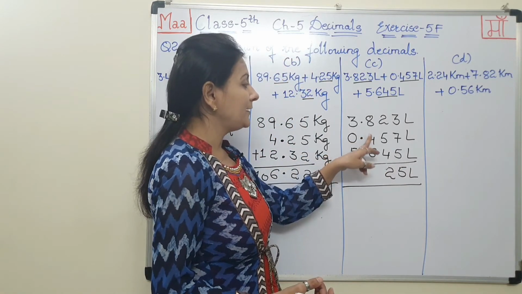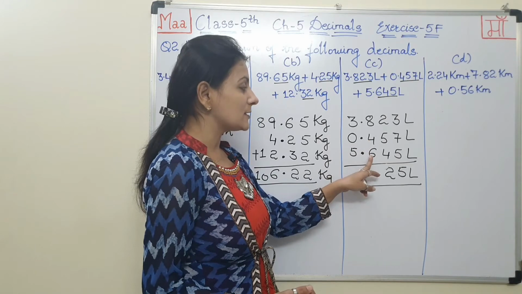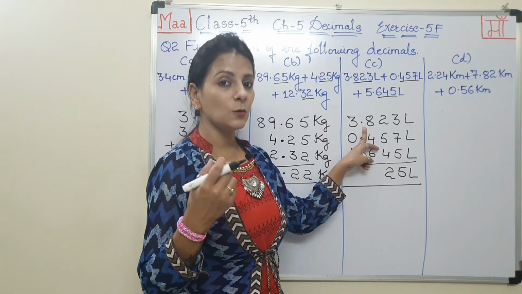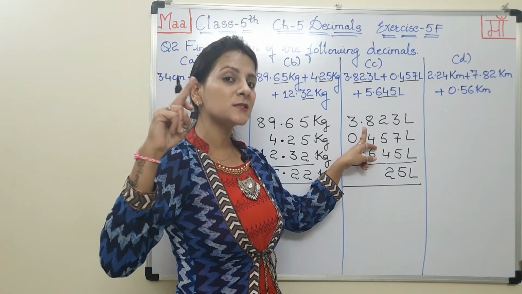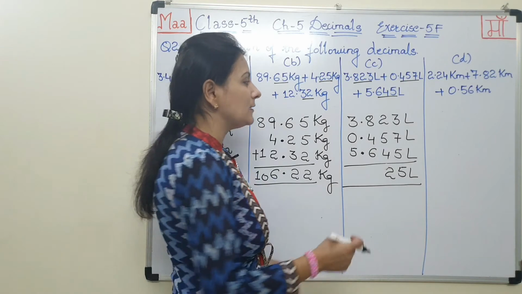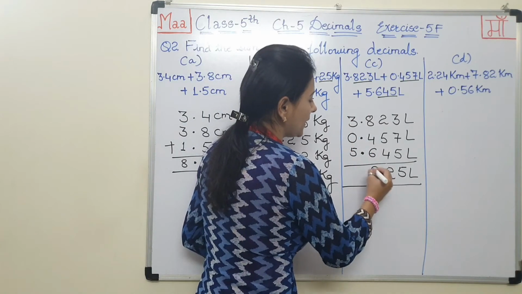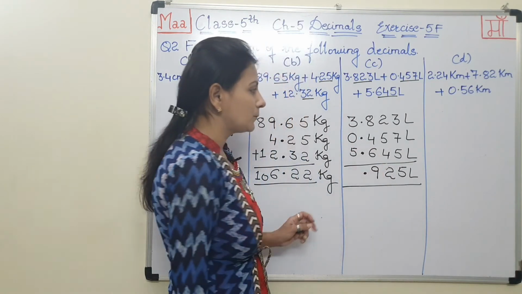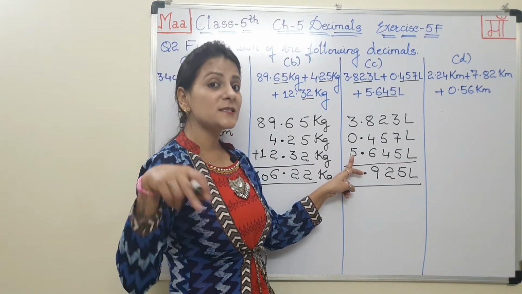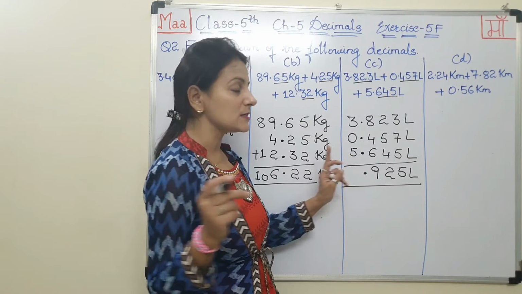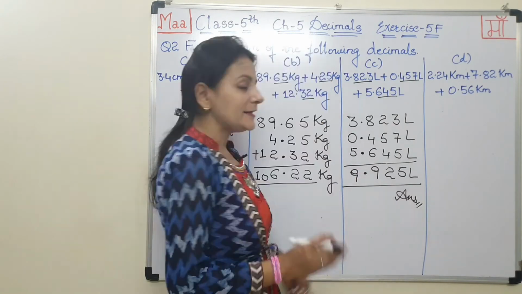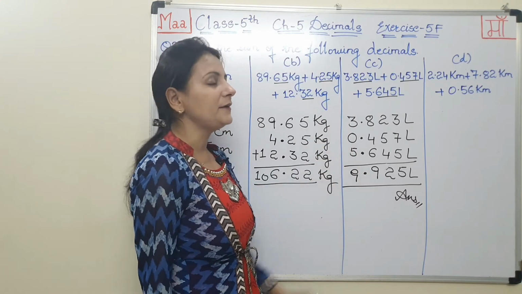Now add 8 plus 4 and 6. So 6 plus 4 is equals to 10. 10 plus 8 is equals to 18 and 18 plus 1 which was there in our mind is equals to 19. So 1 in mind again and 9 down in 10th place. Then 3 plus 5 is equals to 8 plus 1 which was there in our mind is equals to 9. So 9.925 L is the answer of part C.